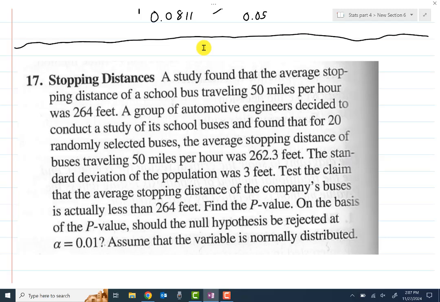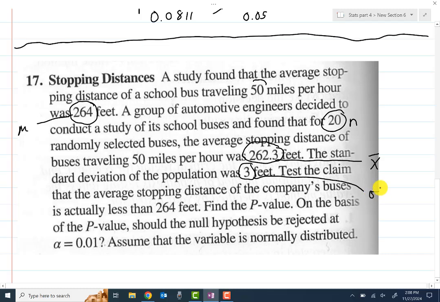So let's get some of these things down here. This is our mu. We have found that 20 randomly selected buses, so there's our n. And this here is x bar. And the standard deviation of the population was 3. So that's sigma. Alpha is 0.01.